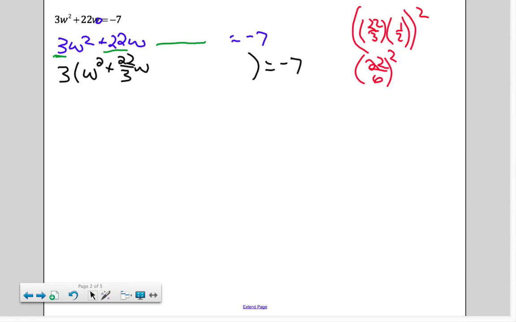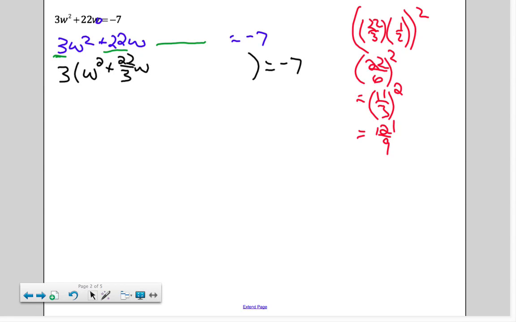We can reduce the 22 over 6 to 11/3 squared. So that gives us 121 over 9. So now you see why we go off to complete the square. This was doing it a little bit harder.